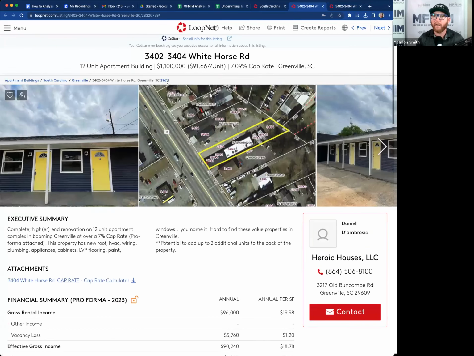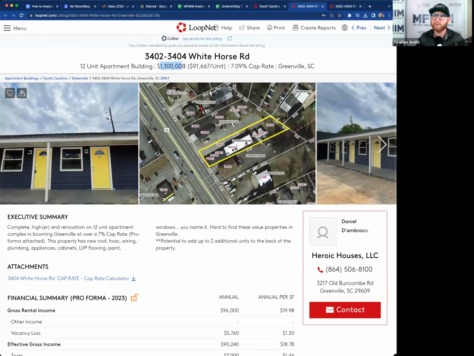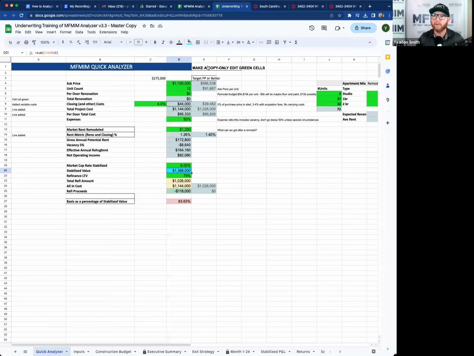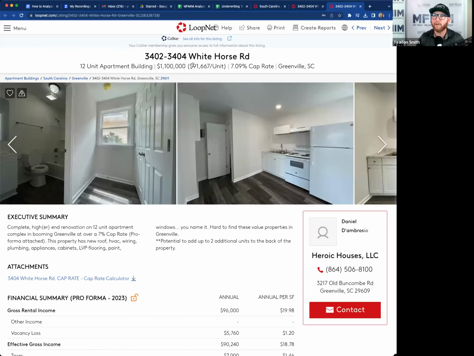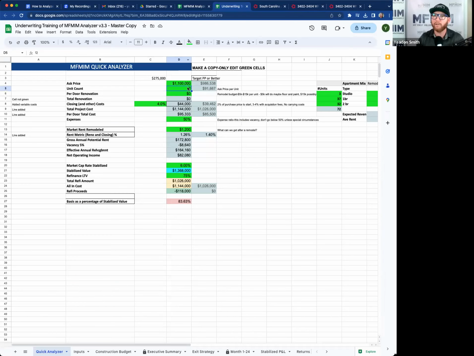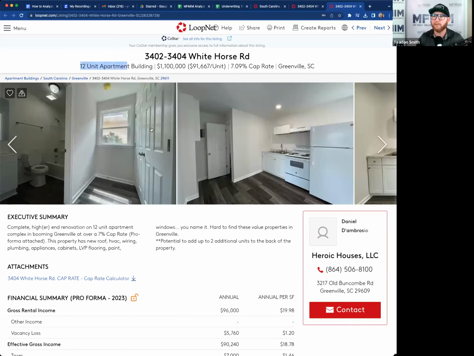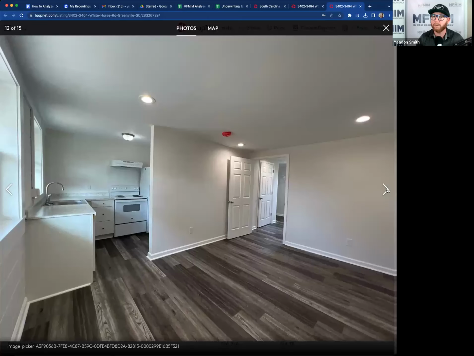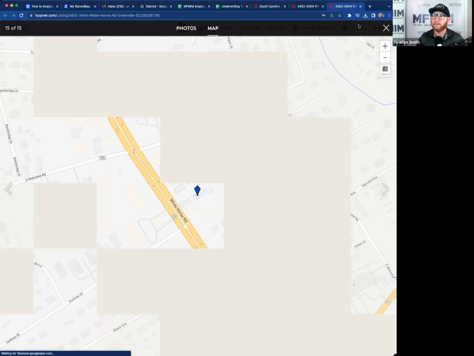So first thing we have is the purchase price, 1.1 million. So we're going to plug that into this ask price, 1.1 million. We know that there are 12 units. We plug that in over here, 12 units. Let's see renovations. Let's see what kind of condition it's in. Okay, these pictures, it's in really great shape. Looks like it's been newly renovated, right?